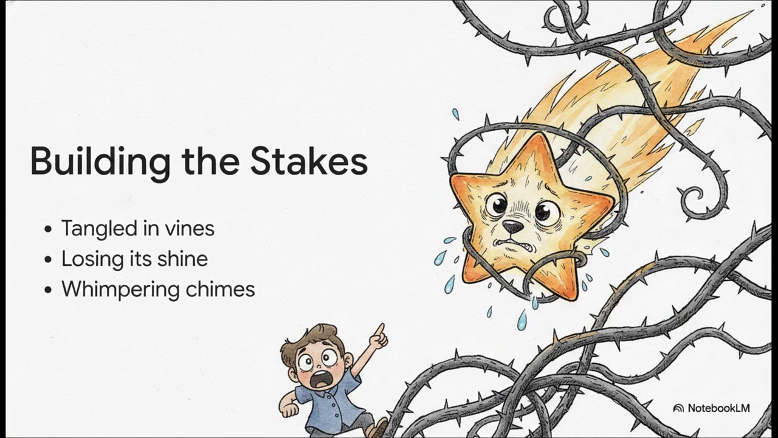But suddenly, the stakes change. Pip frantically points to the sky. The star is getting away. But wait, it tangles itself in a canopy of glowing vines. Notice the highly specific auditory details the writer uses here. The star is losing its shine, and it's whimpering with soft musical chime sounds. The script uses these sounds to make us deeply empathize with the stuck star. It's no longer just a failed catch, it is a full-on rescue mission.